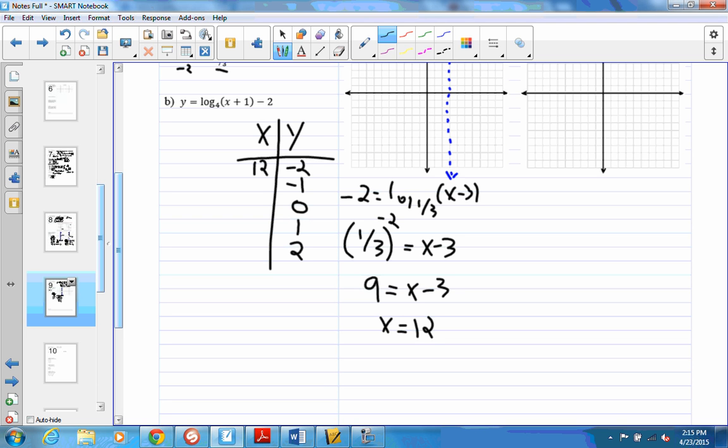All right, -1. If you want, every time you can just go back here and change this to -1. So 1/3 to the negative first is 3. 3 plus 3 is 6. I'd be fine with a calculator. This is easy math you can do in your head, but sometimes these could be a little more difficult, I'll admit.